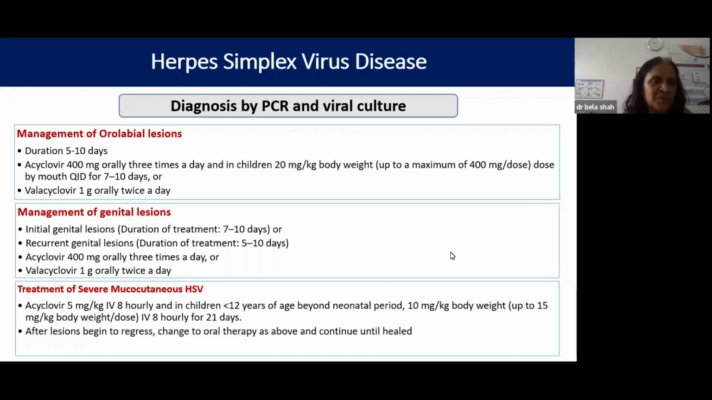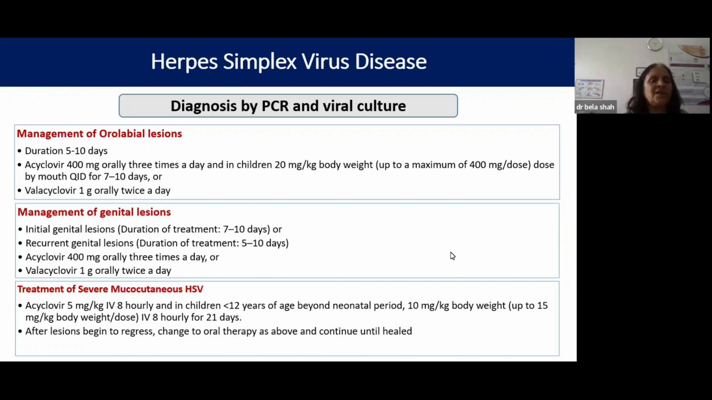So how do we manage this? We start these patients on acyclovir 400 milligram 3 times in a day for 5 days. And in children, we use acyclovir in the dose of 20 milligram per kilogram body weight. But we should not exceed 400 milligram in children. If you want to use valacyclovir, the dose will be 1 gram twice in a day.